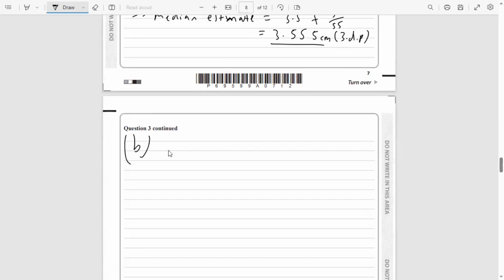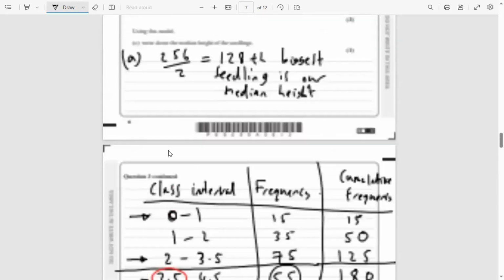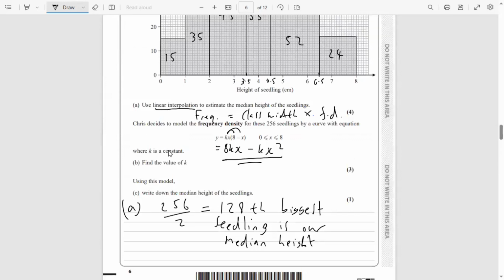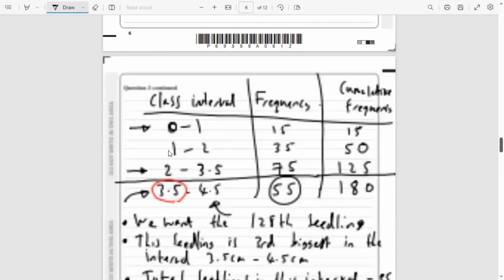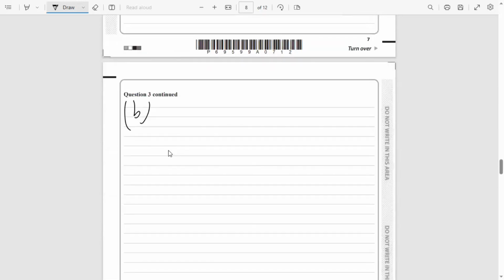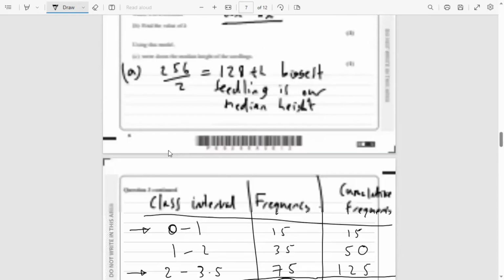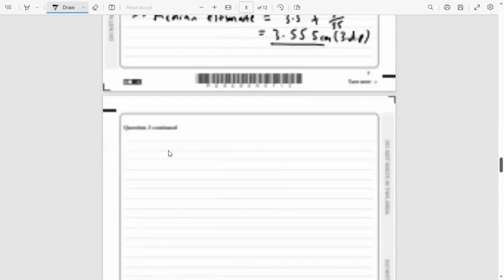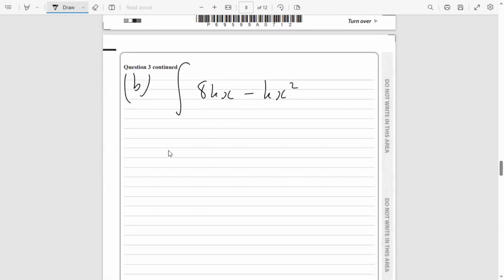So we've got this equation and we've expanded it. It's probably going to be easier to use the expanded form to do the integration. So we've got this curve, which is 8kx take away kx squared, and we want to integrate that curve because we want to find k. We don't know what k is.